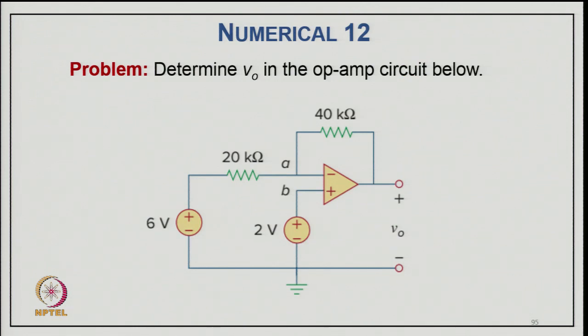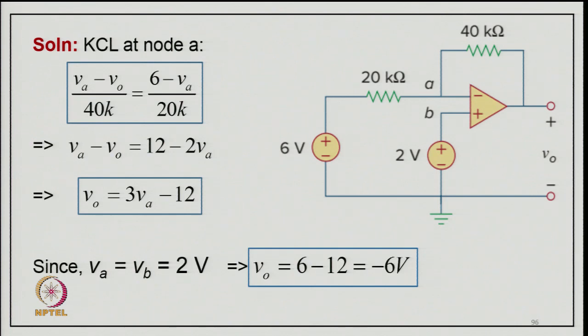Now, coming to numerical example 12, determine the output voltage V O in the operational amplifier here, where two inputs are given, 6 volt and 2 volt, with the feedback resistances of 20 and 40 kilo ohm. Now, putting KCL at the node A, we can say V A minus V O by 40 k, that is the feedback, minus 6 equal to 6 minus V A upon 20. So, V A minus V O equal to 12 into minus 2 V A. So, here V O equal to 3 V A minus 12, and V A equal to V B, the virtual ground, both are equal and that is 2 volt. So, V O will be equal to 6 minus 12, and this will be minus 6 volt.